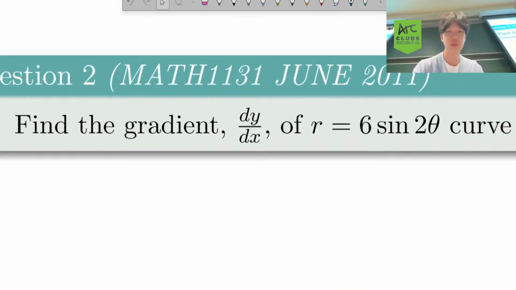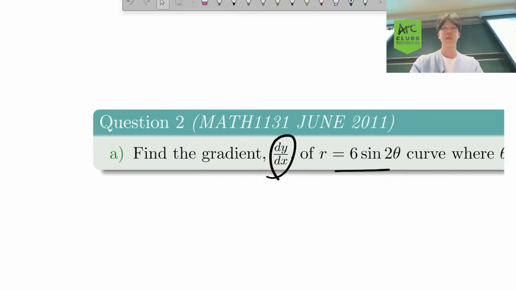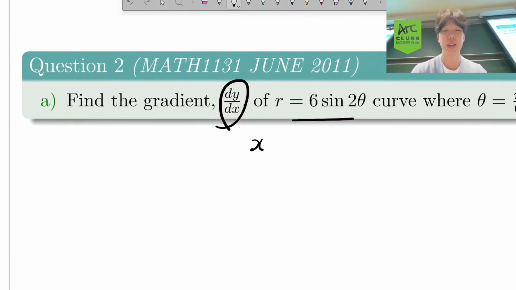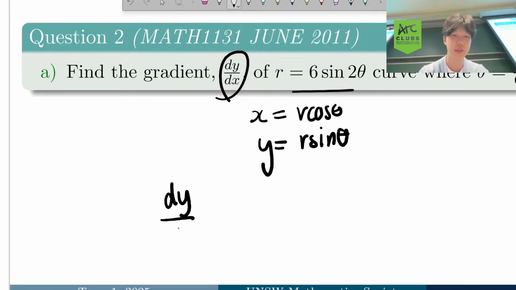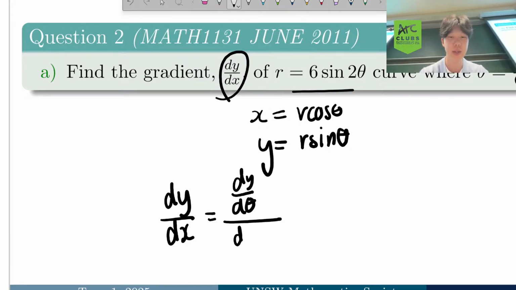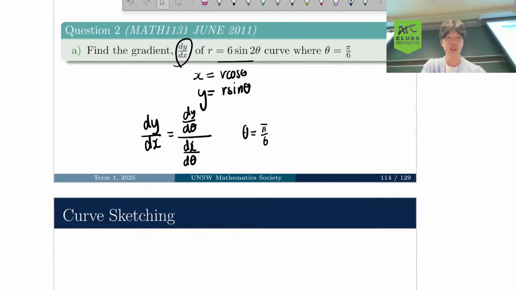Okay, so we have to find dy/dx, but we're given a curve that's just made out of r and θ. So that means we likely have to use the fact that x = r cos θ and y = r sin θ. And then using the fact that dy/dx = (dy/dθ) divided by (dx/dθ), and then subbing in θ = π/6, we can find the gradient. So how do we do that?